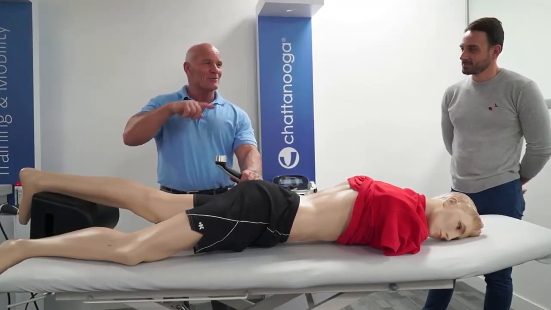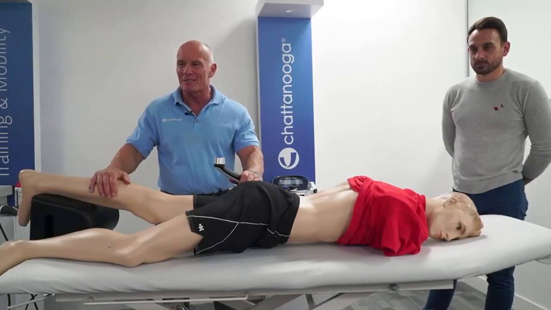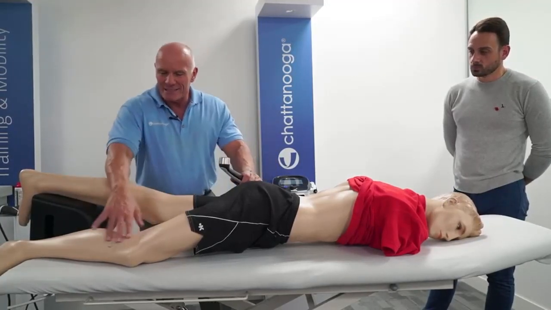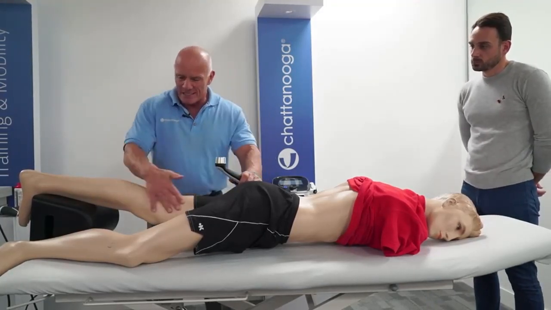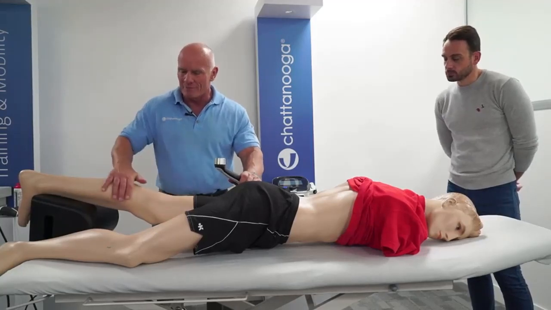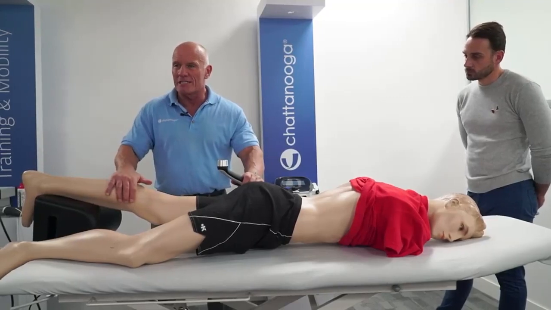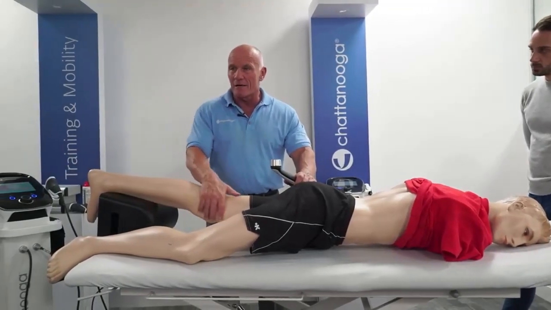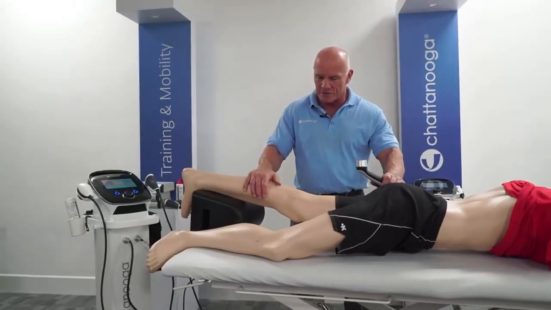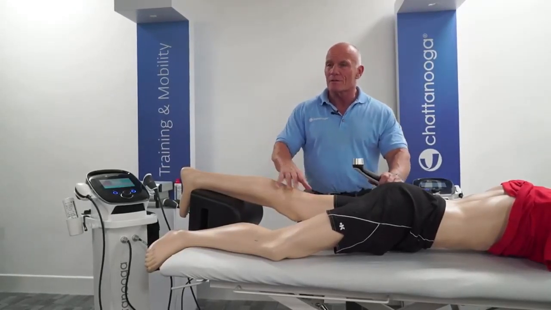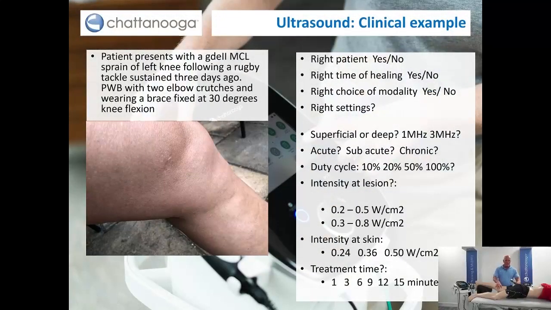Okay, so let's stick with the knee at the moment. I've got a nice MCL strain here. My patient has presented with a grade 2 MCL strain of the knee. He did it 3 days ago, so very acute presentation. So going to need some clever clicking now. Is this the right type of patient to use ultrasound? If we click, it should say yes.